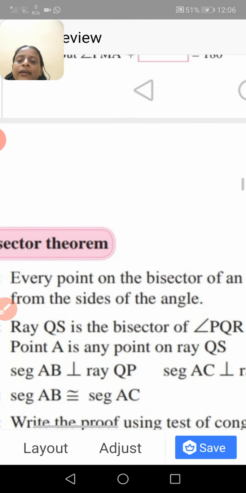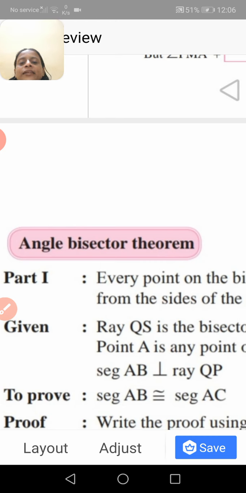Next is the angle bisector theorem. The concept is exactly similar. Bisector means which divides into two equal parts. If it is a line segment, it is a perpendicular bisector. If it is an angle, it is an angle bisector. So what does angle bisector mean? An angle bisector is a line segment, line or ray which divides an angle into two equal parts.